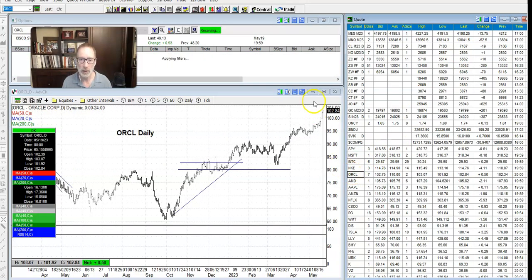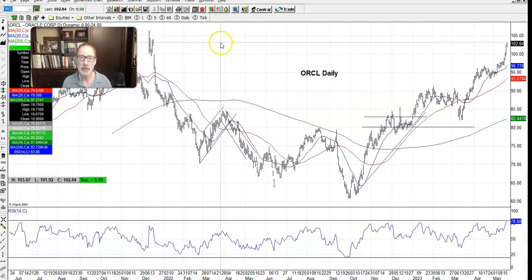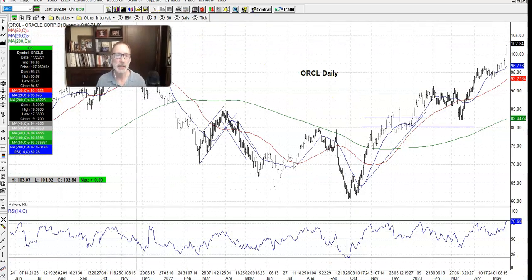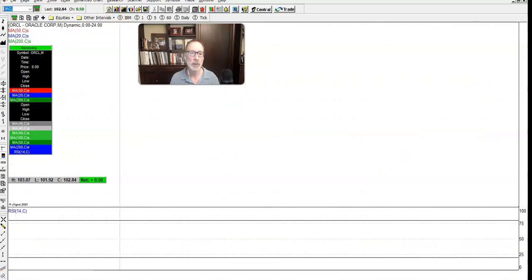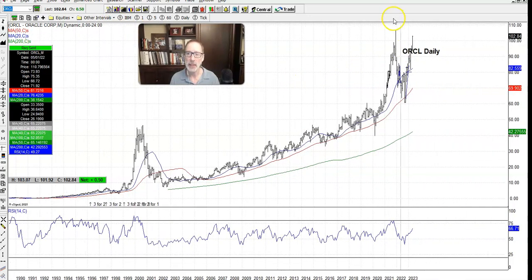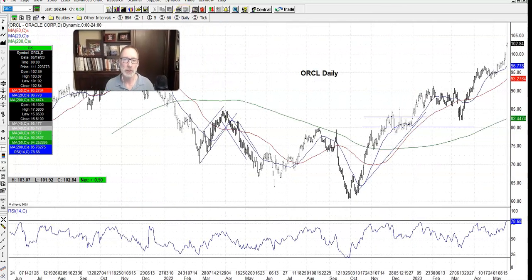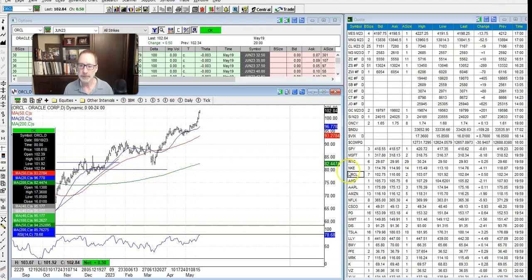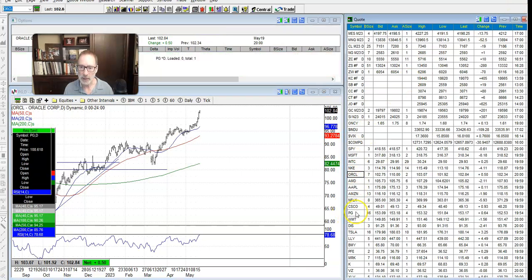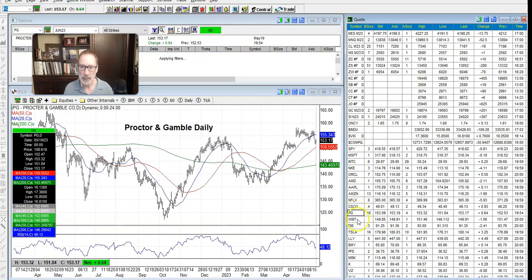Oracle doing well. Is Oracle making close to all-time highs? Let's take a look at the long-term chart on Oracle monthly. Yeah, getting close to that all-time high that was hit sometime at the end of 2021. So Oracle looking good, moving up. Definitely in an uptrend. Procter & Gamble, not much happening there.